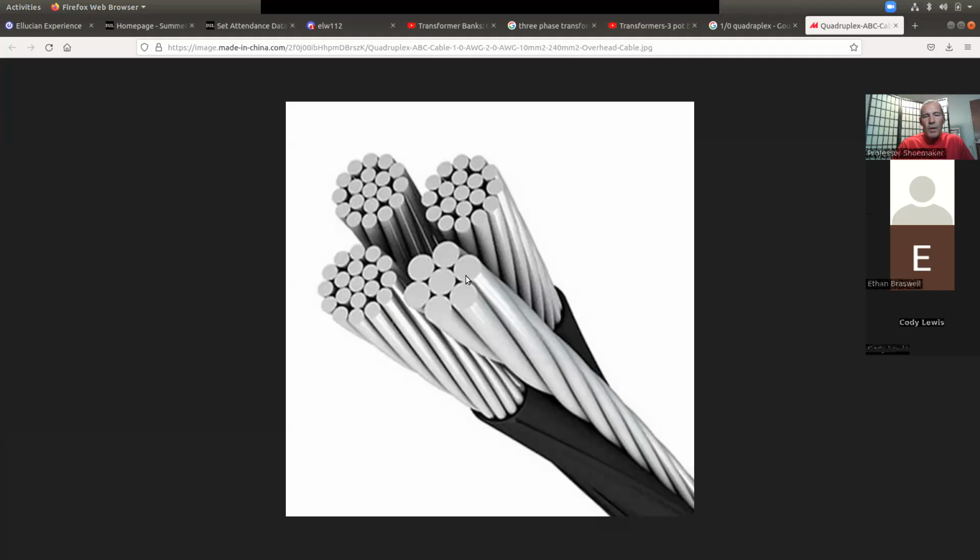So that's one quadruplex overhead, and you just need to feel the wire. On the transformer side, I'm going to use this for my power leg. It's got ridges on it. When I go hook it up in the meter base, I'm going to hook this up in the right-hand position. That's my power leg. Make sense? Yeah. Okay.